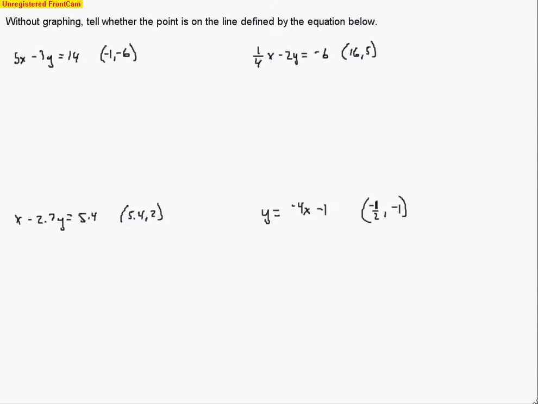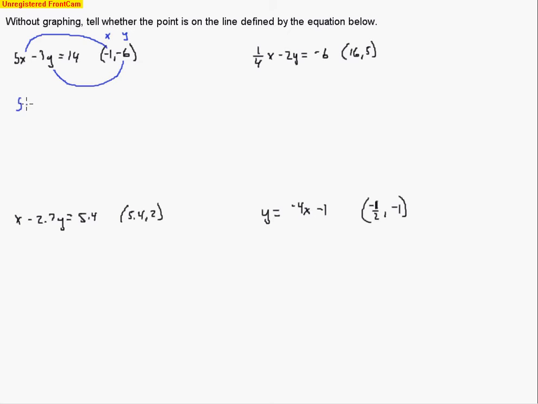The second half of today's lesson is to determine whether a point is on a line. And so we're going to prove that this point is either on this line or not. And the way we're going to do that is just take the x value that we're given for the point, which is -1, the y value -6, and substitute. Take the -1, put it in for x, -6, put it in for y. See if it does equal 14 or not.